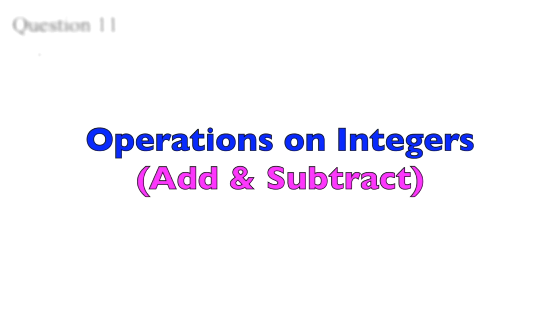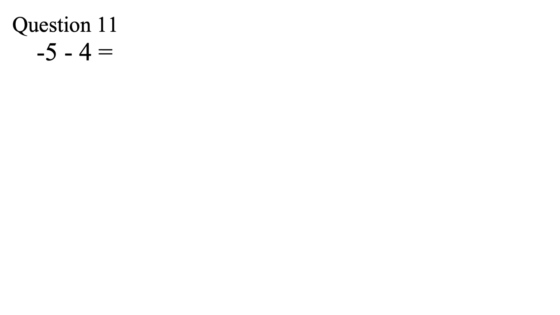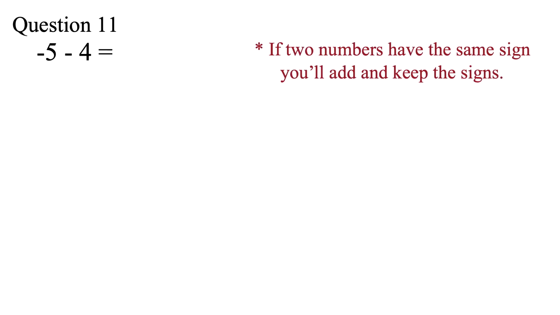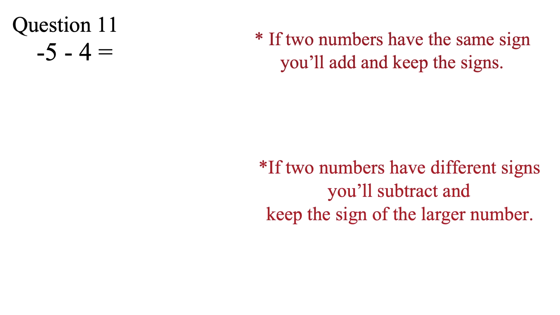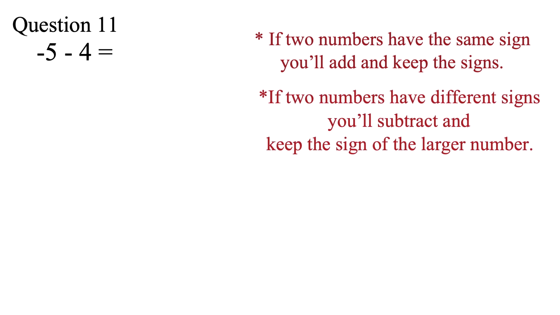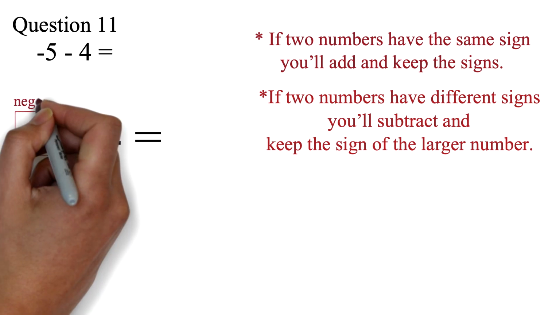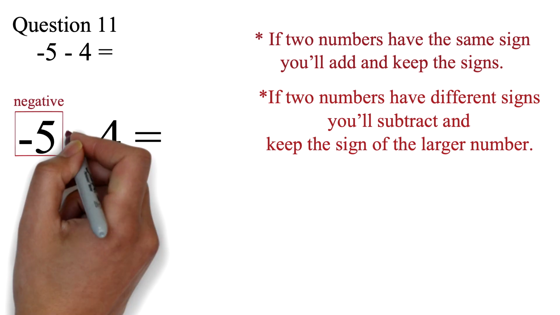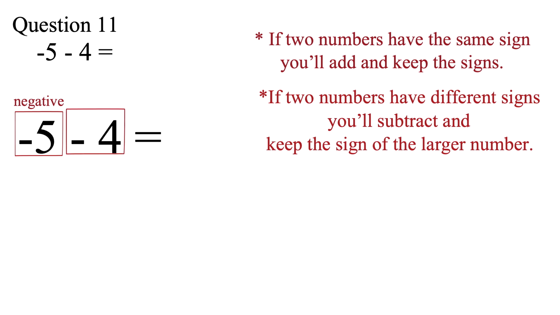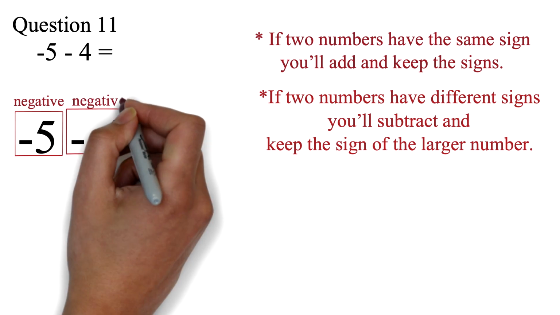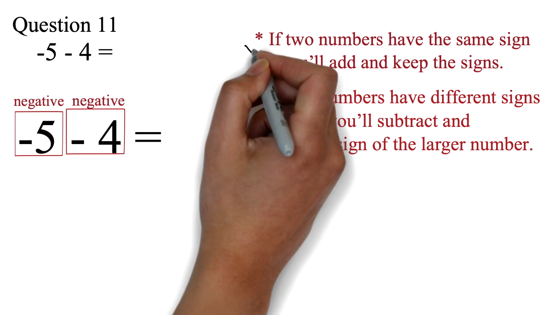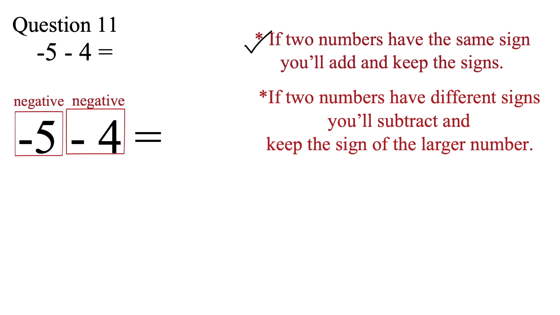Question 11. -5 minus 4 equals. To solve questions like this, all you need to remember is that if two numbers have the same signs, you'll add and keep the sign. And if two numbers have different signs, you'll subtract and keep the sign of the larger number. So for this question, the 5 is negative. Please note that the middle sign is considered the sign of the number after it. So the sign of this is also negative. So they have the same signs. We said if they have the same signs, you'll add them and keep the sign. So we have 5 plus 4, which is 9. And we bring the sign negative to get -9 as our answer.